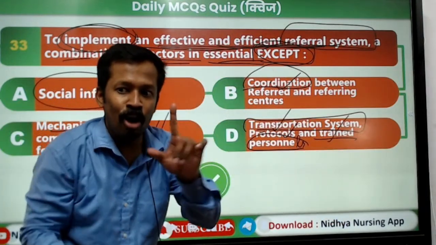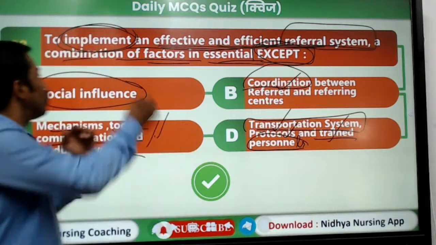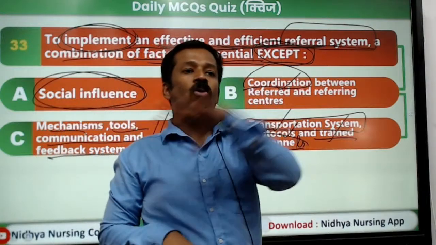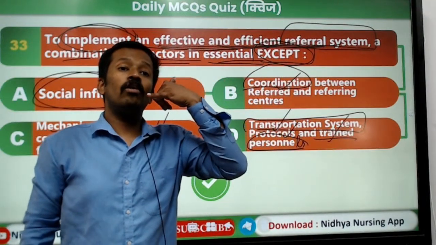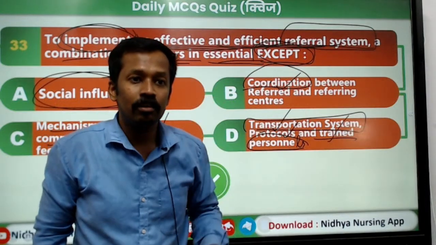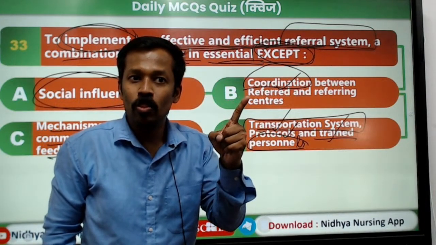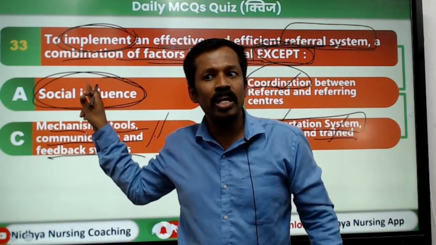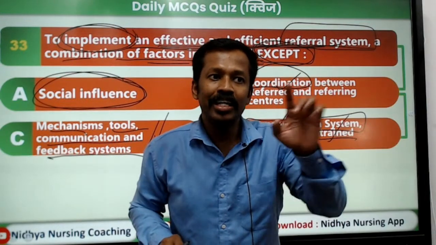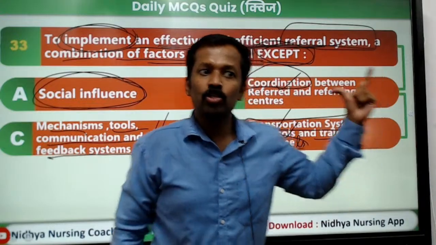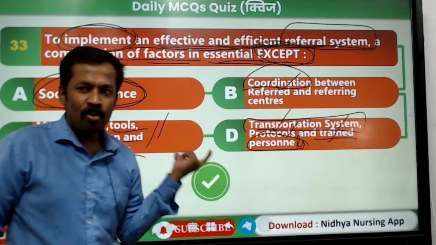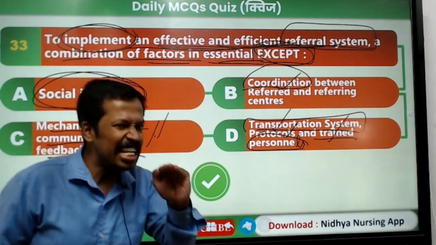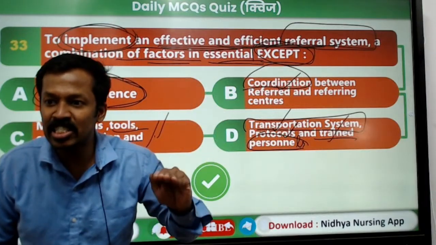But for implementing this referral system, is social influence needed? Suppose you are referring one hospital to another hospital. A minister is calling, saying, hey, one of my relatives is coming, take care of it. Is influence needed? For implementing this referral system, social influence, yes, it has a role. It has a major role. So in that situation, among these factors, one of the factors is not necessary or least important. What is that factor?